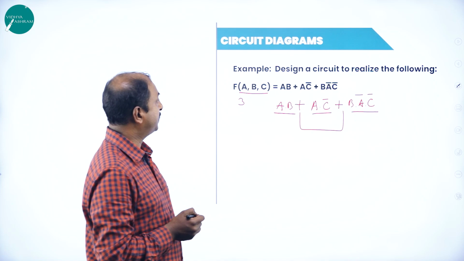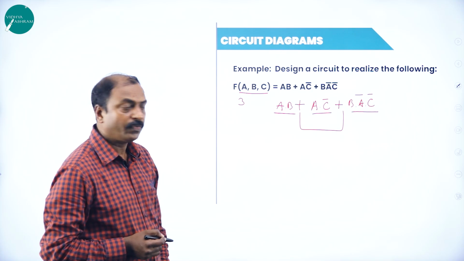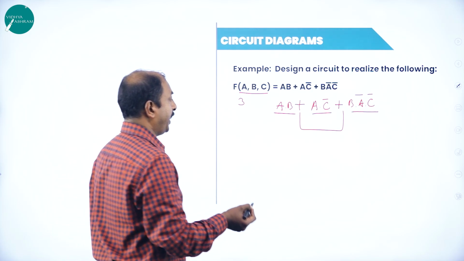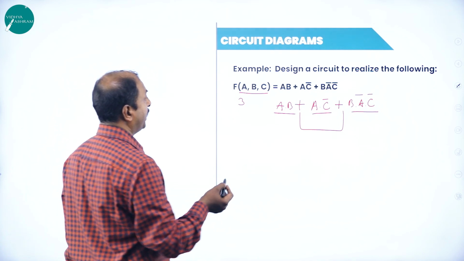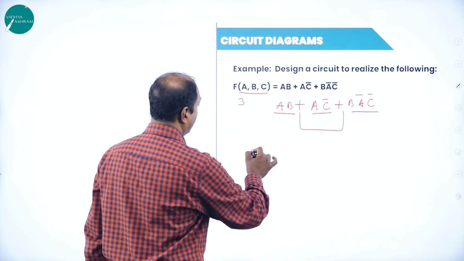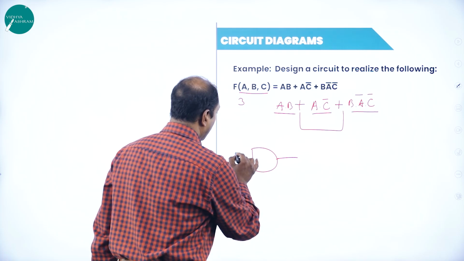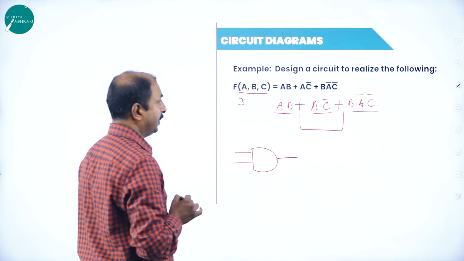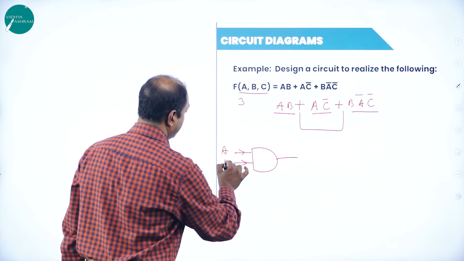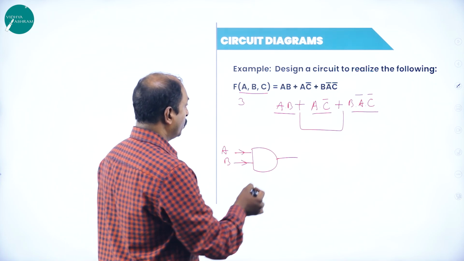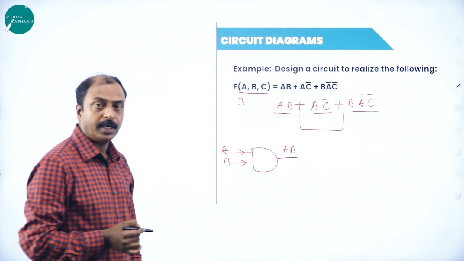Now let us try to design a circuit for the given equation, for the given Boolean function. Accordingly, here A and B, as I told you just now, is an AND gate. How do you write the AND gate here? We write the AND gate like this. This is an AND gate with one output and 2 input signals. Here this is A and this is B. And the output of this would be A dot B, or A and B.